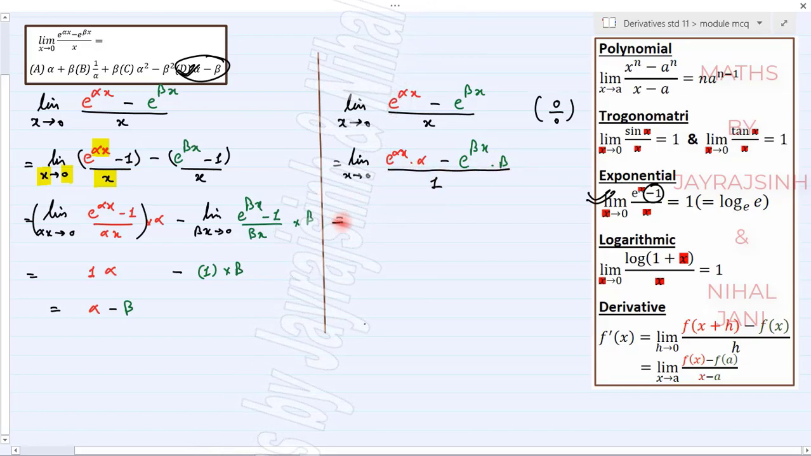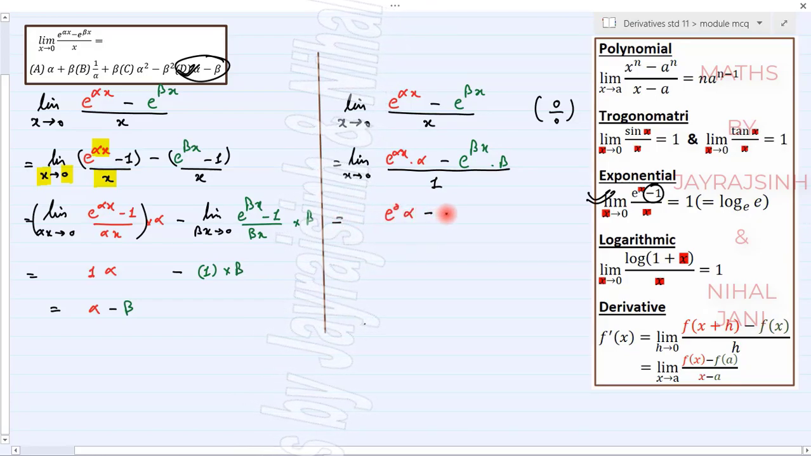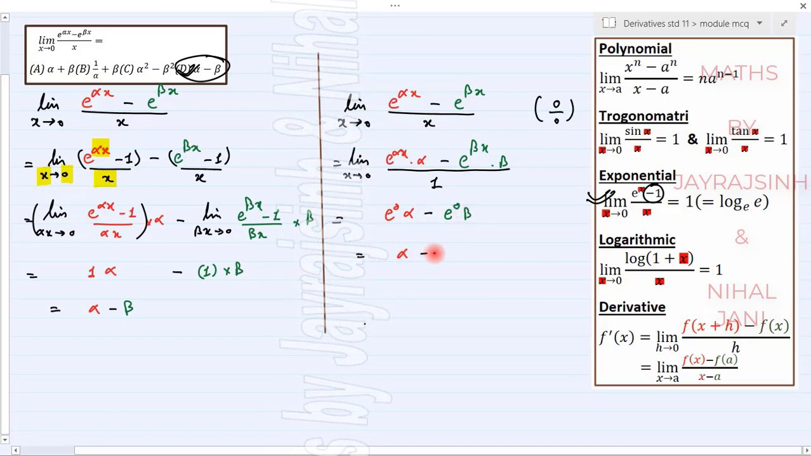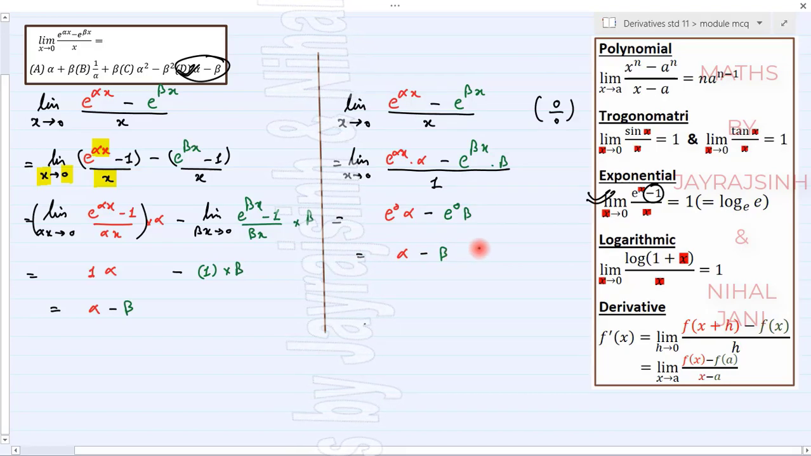Now we are ready to place the limit. We'll get e raised to 0 into alpha minus e raised to 0 into beta, or we can say alpha minus beta is your answer. Ta-da!